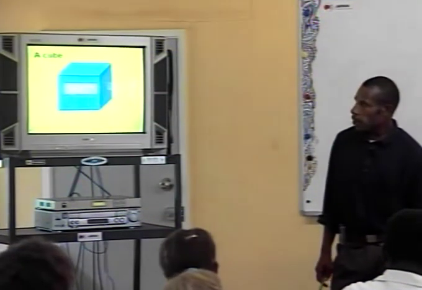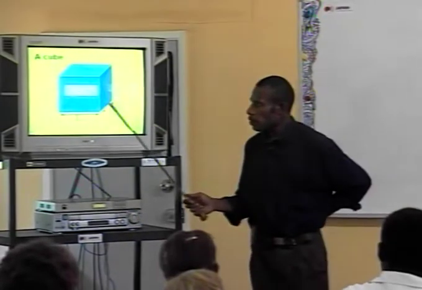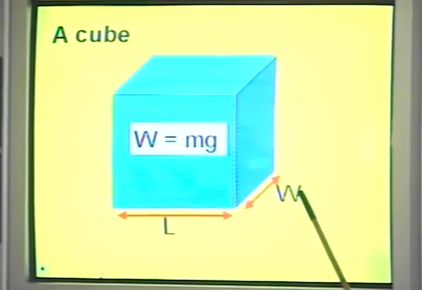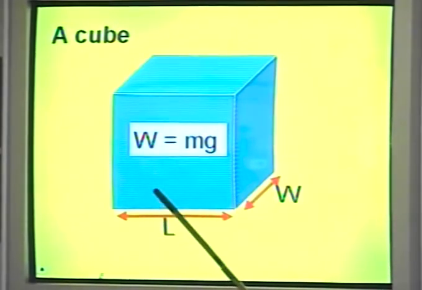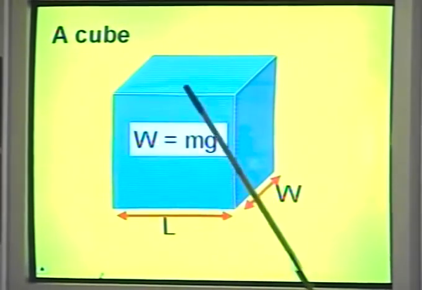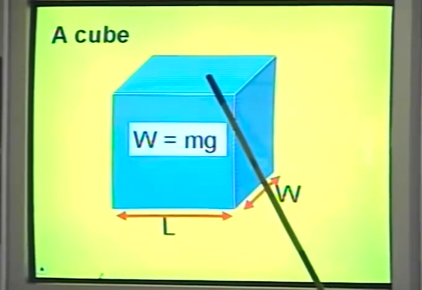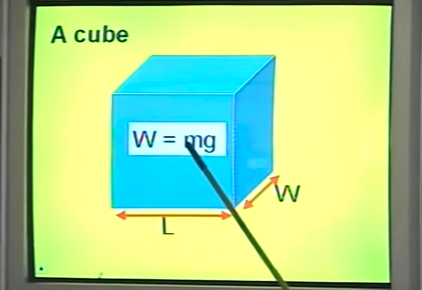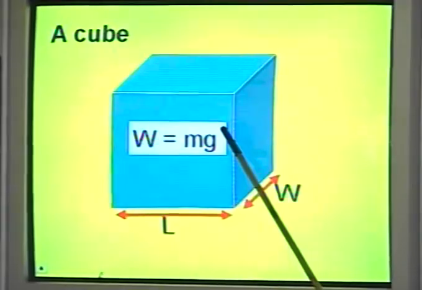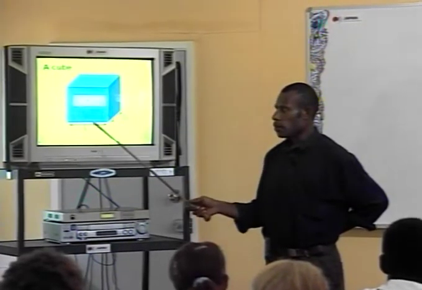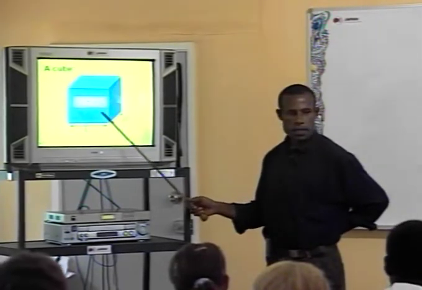Next is simply the cube. If you look at this, you have length and width, which is how you can measure the area. The force is simply the weight of this object, so weight equals mass times acceleration due to gravity. Using force over area, you can calculate what pressure this is exerting.